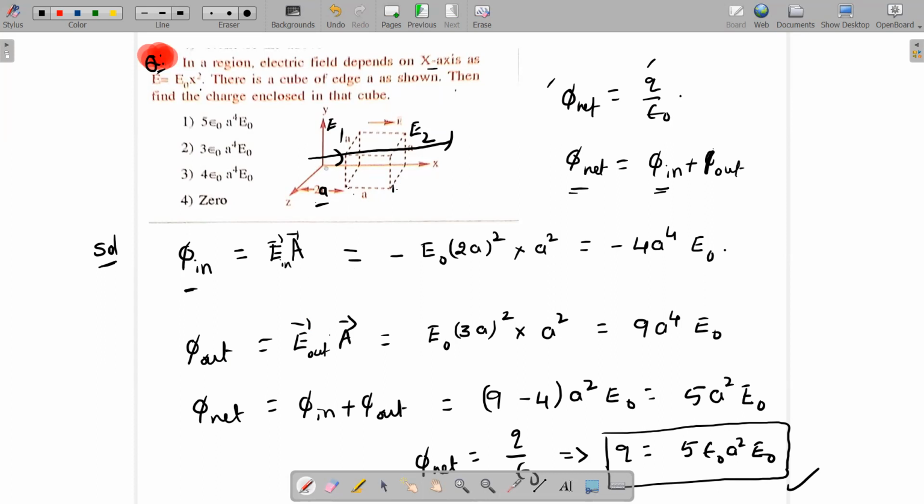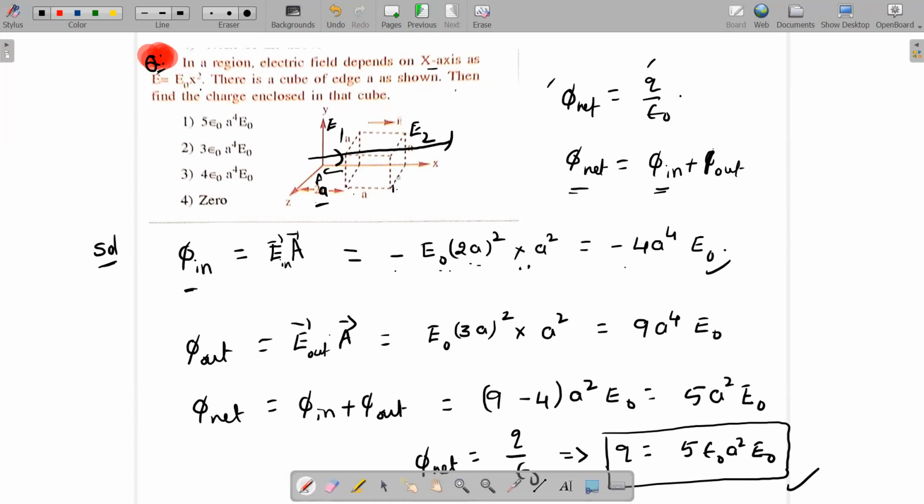In this case, when it is entering here, the electric field direction is to the right, but the area vector will be along the outward normal. So the angle between them is 180, and cos 180 is minus 1. So you can write it as minus E into A, the product of magnitudes, minus EA. Here E is E naught into 2a squared at this point, the distance of 2a, so minus E naught into 2a squared into a squared, the area of this face being length into breadth, that is a squared. That gives you minus 4a power 4 E naught, the flux entering into this cube.